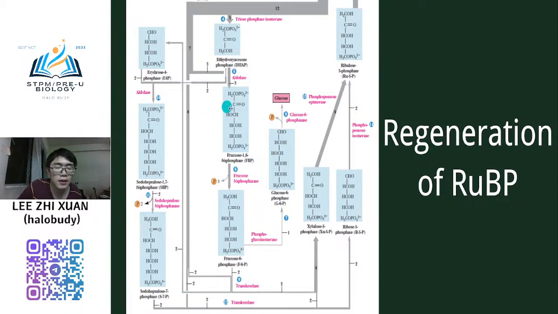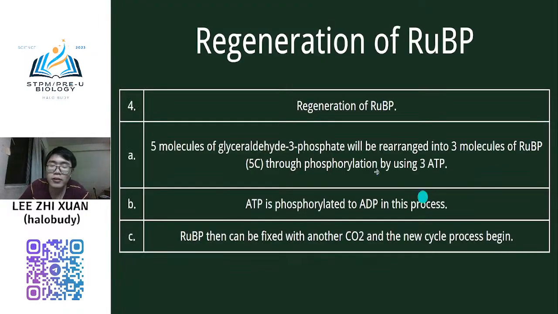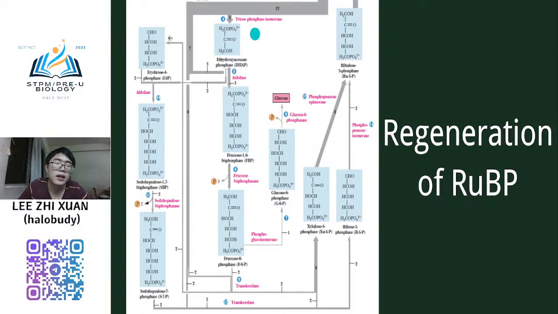But for your syllabus, you don't need to worry about it because Campbell pun tak cakap, so NPM pun tak akan cakap. You need to explain the regeneration of RuBP. So you just want to know this: 5 molecules of glyceraldehyde 3-phosphate will be rearranged into 3 molecules of RuBP by using 3 ATP. The others, if you are interested, you can read it, but not compulsory lah. Just extra knowledge for you.